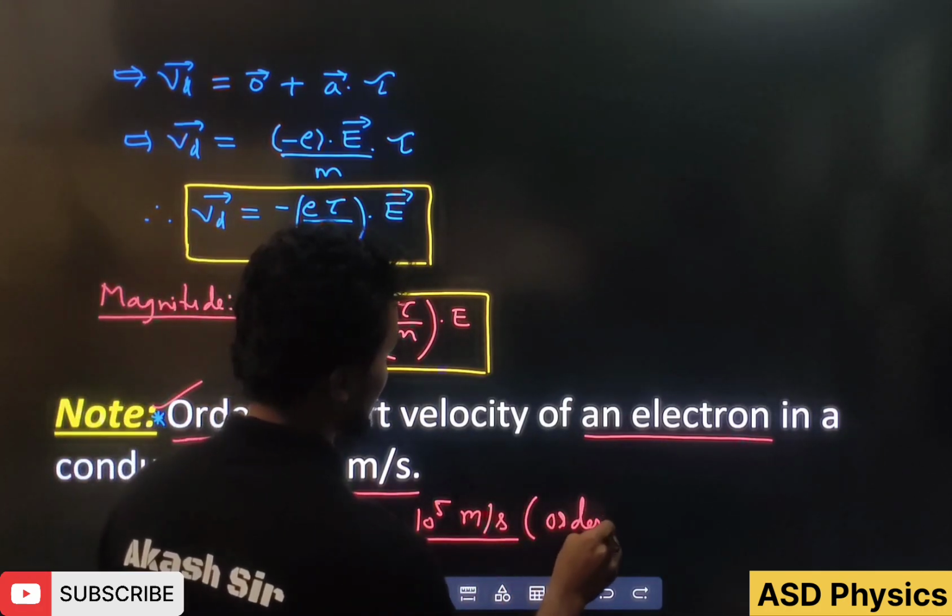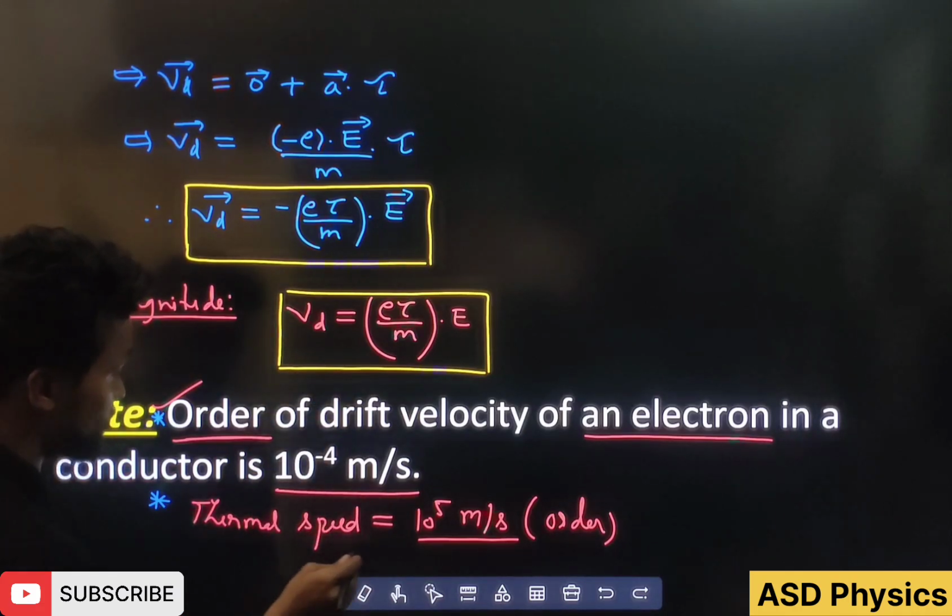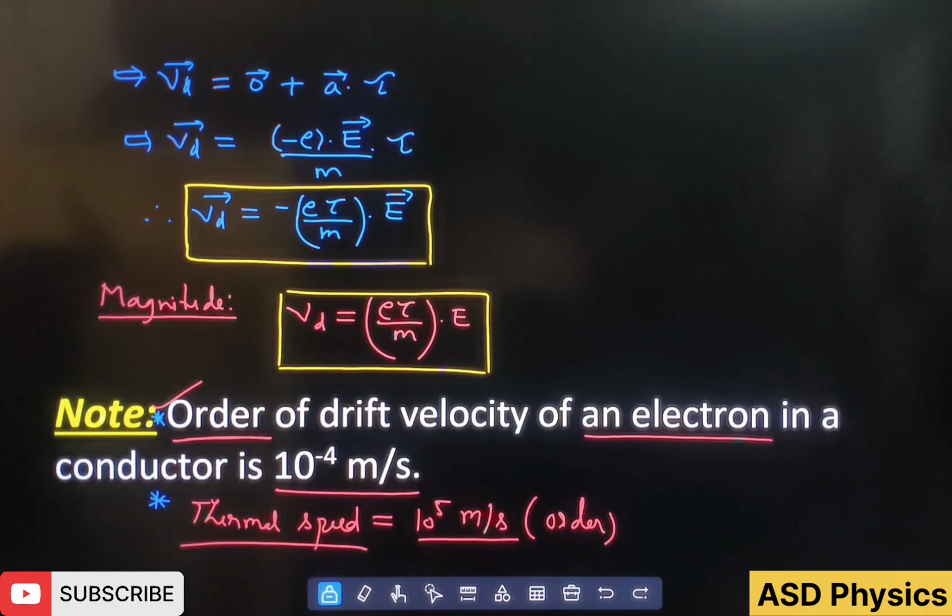Okay, speed, that is the velocity. Direction is considered here. What is there? Speed. Remember that here. Okay, so students, you can see very well here. Remember that here, drift velocity is of the order 10 to the power minus 4 meter per second, and thermal velocity, how much here? 10 to the power 5 meter per second.